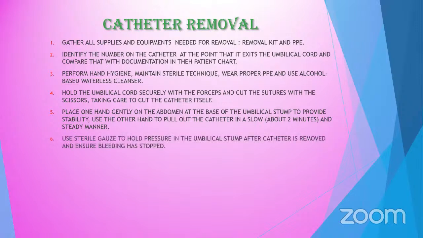Then next, use sterile gauze to hold pressure on the umbilical stump after the catheter is removed and ensure bleeding has stopped. So when we remove the catheter, we should compress, put pressure to stop the bleeding. So you remember that when the catheter is inside, especially the venous, it has been dilated a long time, so you want to know those vasospasms might keep bleeding. And remember, pressure can stop any bleeding, so you need to press for a time, and then observe after that whether you need continuous pressure or you just need to observe.